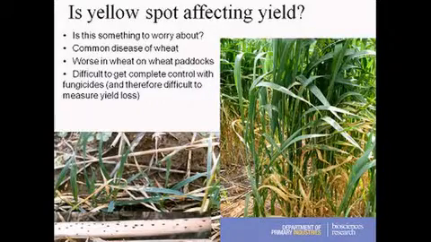Looking at yellow leaf spot. I guess we're all aware that it's a very common disease in wheat, especially where we've got wheat going into wheat stubbles that are 1 or 2 years old. It is a stubble-borne disease. But there's been a real question there of, well, how much is it affecting yield?